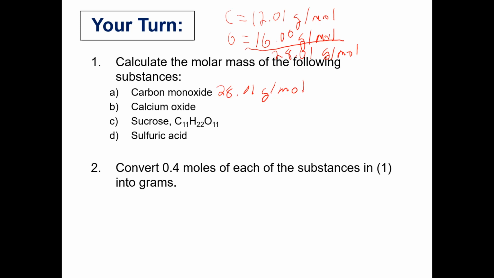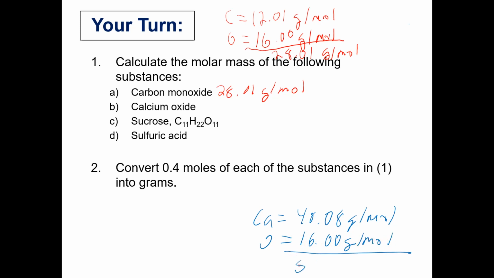Now what about calcium oxide? Let's try calcium oxide. Calcium, if we look that up on the periodic table, has a molar mass of 40.08 grams per mole, and oxygen has a molar mass of 16 grams per mole. So if we add that together, we get 56.08 grams per mole.